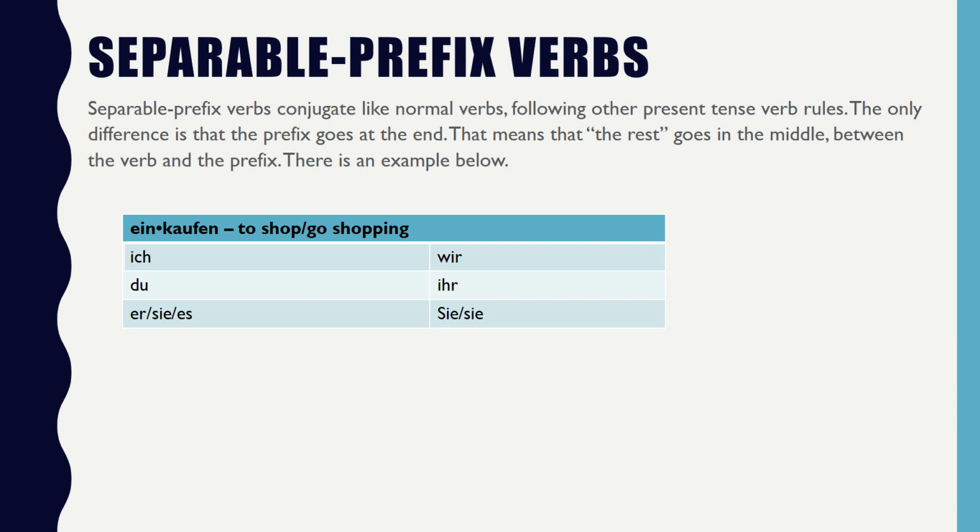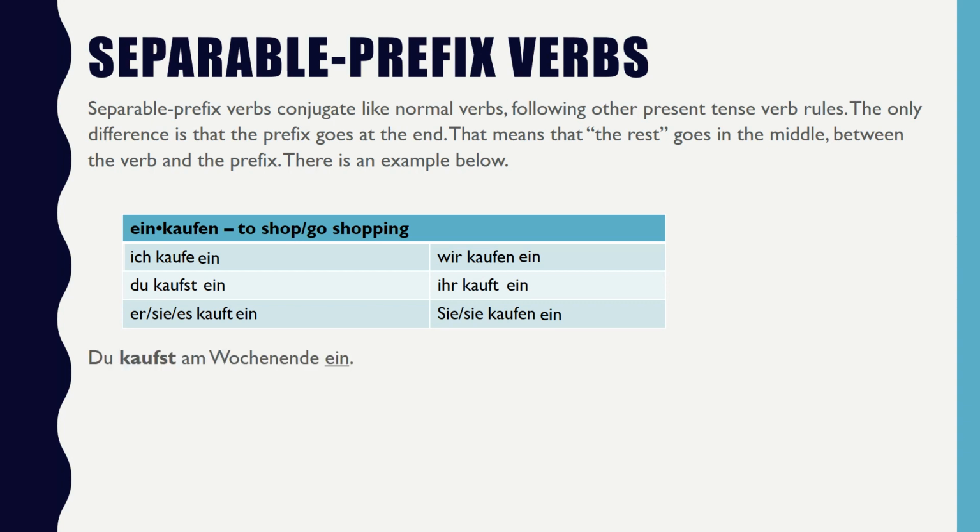So, for ich, that will be ich kaufe ein. That means I shop. Du kaufst ein. Er, sie, es kauft ein. Wir kaufen ein. Ihr kauft ein. Sie und sie kaufen ein. Here we have our first example. Du kaufst am Wochenende ein. Note, this is you shop on the weekend.